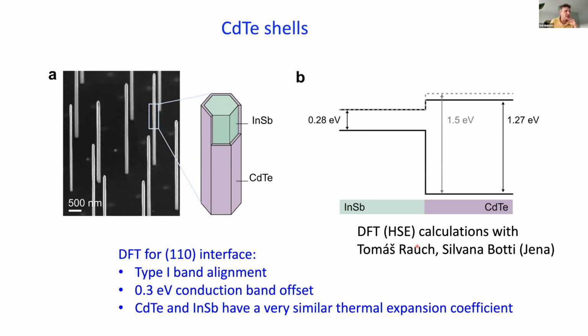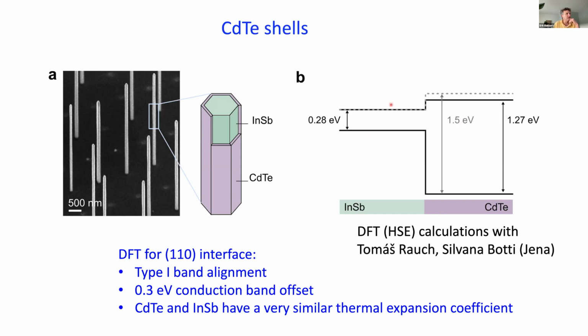Well, we did some DFT calculations in order to find the conduction band offset for this particular interface. These wires have flat 110 side facets, and we wanted to study the band offset between the indium antimonide and the cadmium telluride in the system. We did these DFT calculations together with the group of Silvana Botti, and Thomas Rauch, the postdoc, helped us a lot. And this is basically the results.